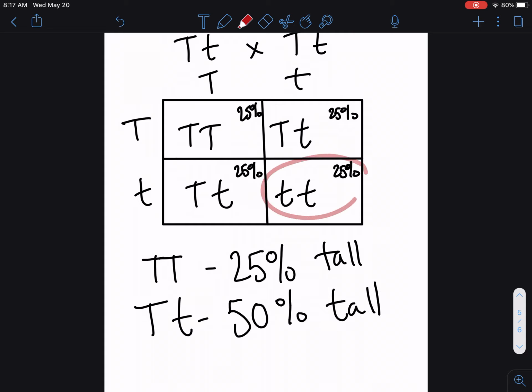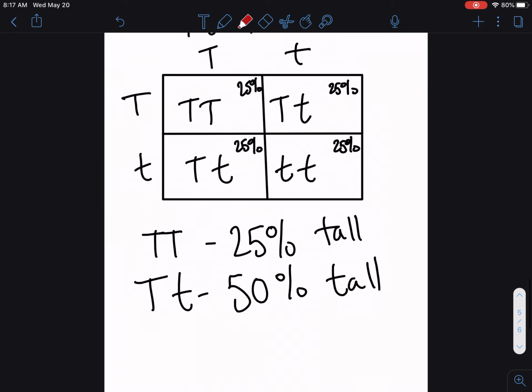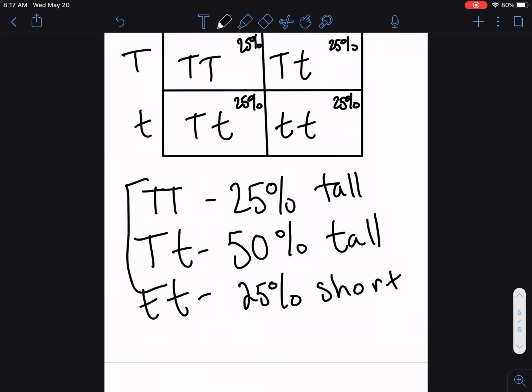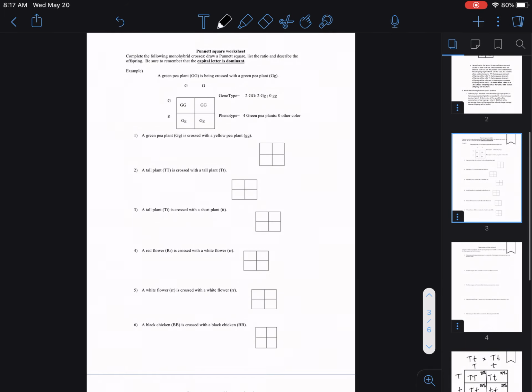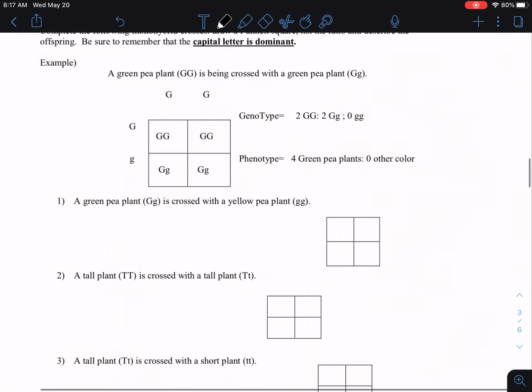Now here, this one, 25% all alone, little t, that's going to be short. And that's the only way you'll ever get a recessive. So these are dominant and this one is recessive. You'll only have a recessive if you have two of those lowercase. Okay? So that's a first practice. Let's go back up here and do another practice.